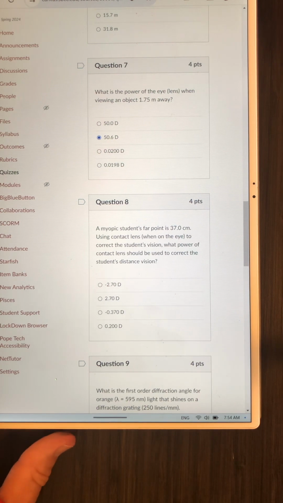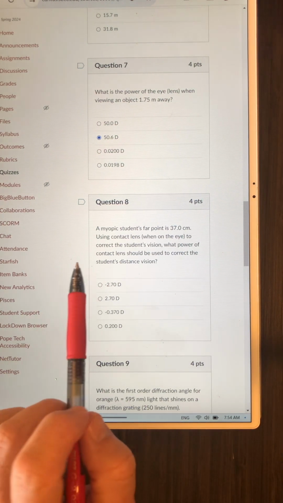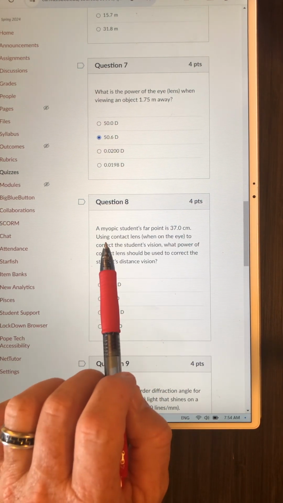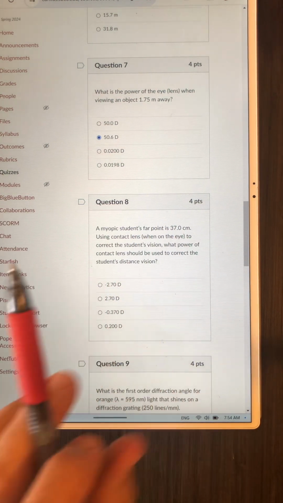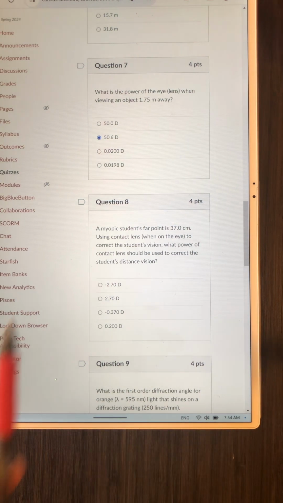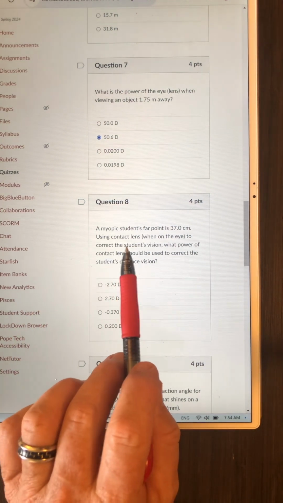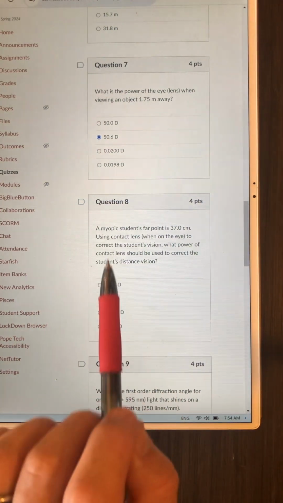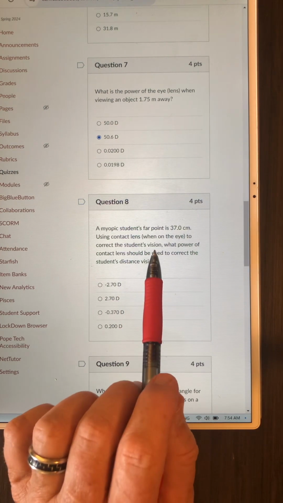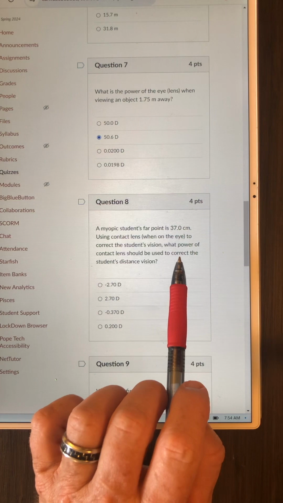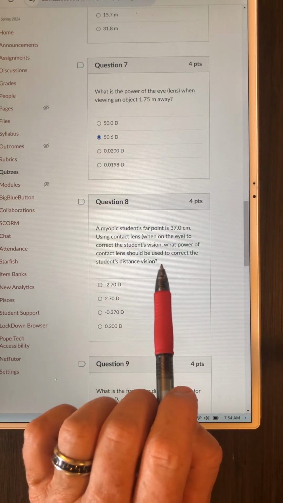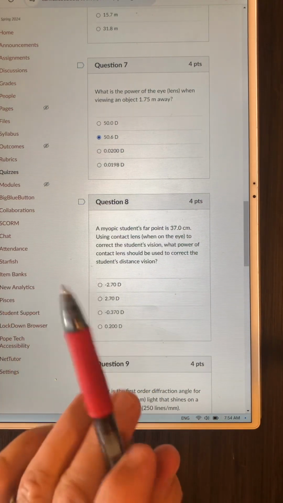Okay. All right, let's try number 8. And here's a nearsighted person. So a myopic student's far point is 37 centimeters. Okay, using contact lenses. So that was, I think, the easier one than the lenses. To correct the student's vision, what power of contact lens should be used to correct the student's distance vision?